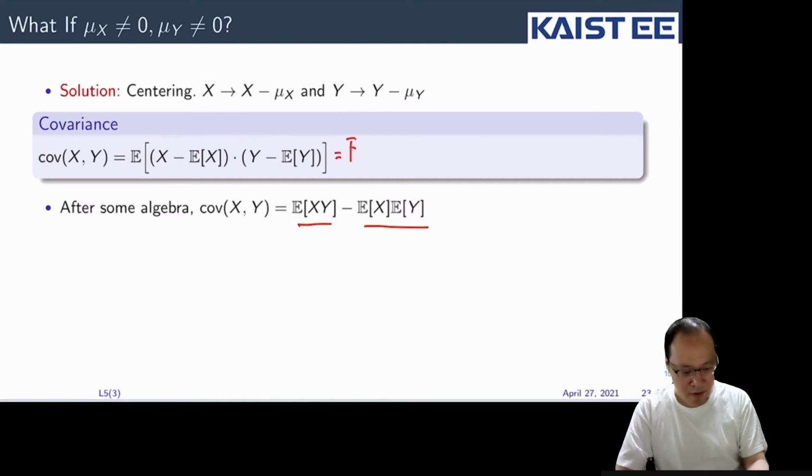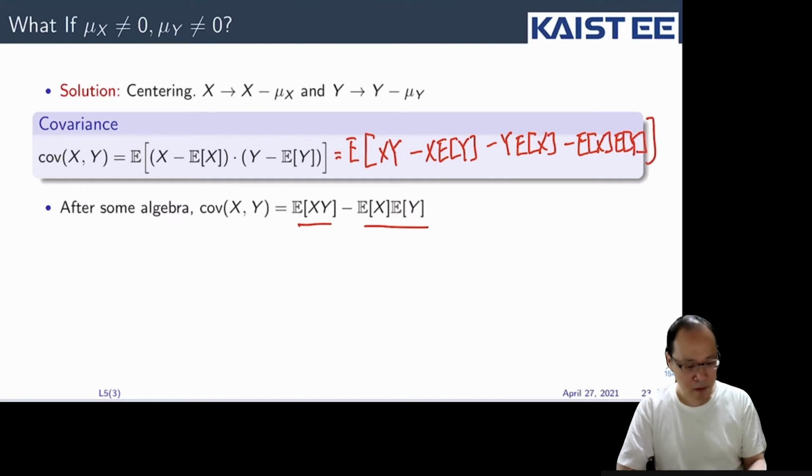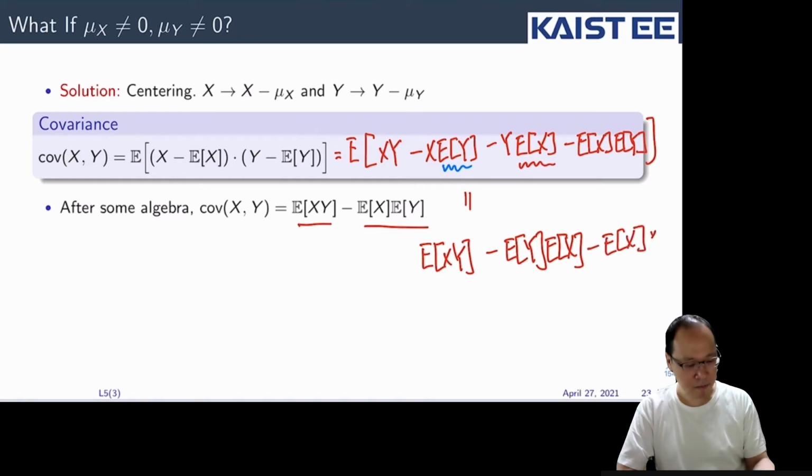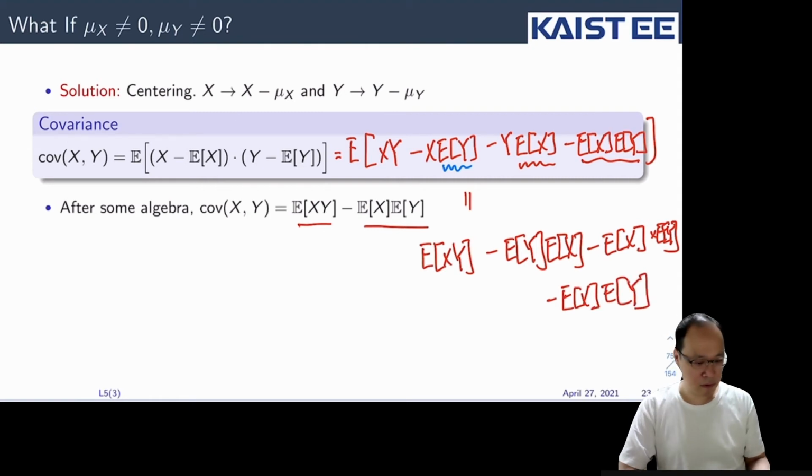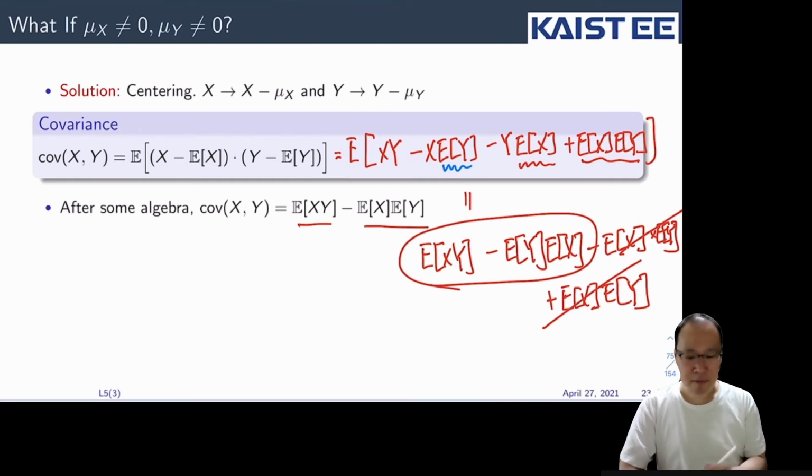This is equal to the expectation of xy, and so on. Here, this expectation becomes a constant, right? And this also becomes a constant, and this is constant. Oh, sorry, this should be plus. Okay, so it's gone, and we get this. All right. We will use this as another definition of the covariance from now on.